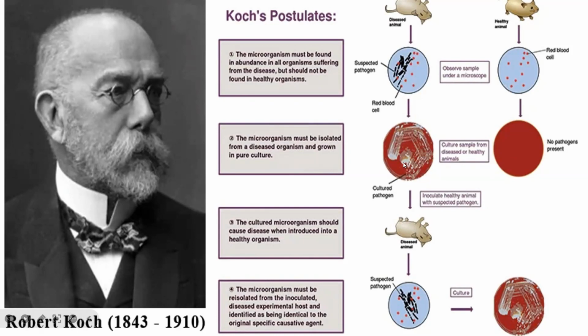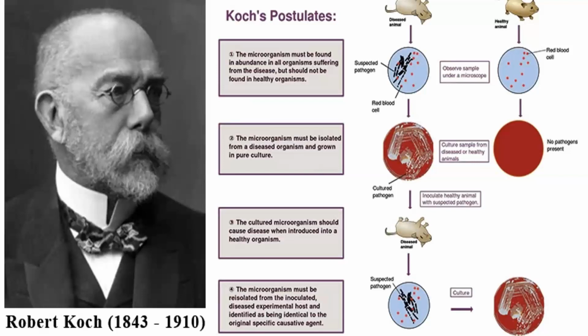Now, if I take this disease causing bacteria and inject it in this mouse, what will this mouse show? The same disease. The mouse will show the symptoms of this disease. Then again, if I take blood from this and grow it on this, what will I get? That bacteria. These are Koch's postulates.